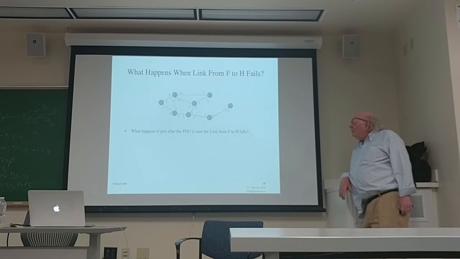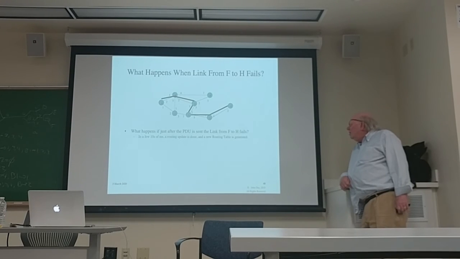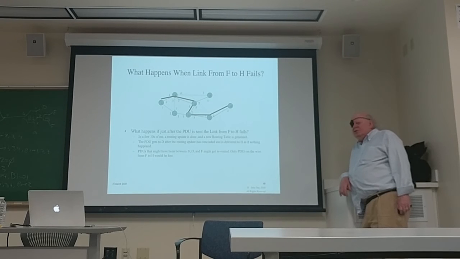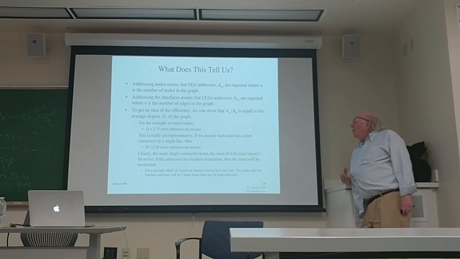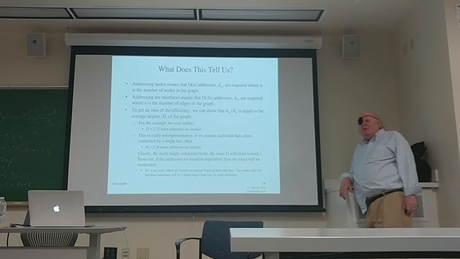Okay, so now, what happens if just after the PDU is sent, the link from F to H fails? In a few tens of milliseconds, a routing update is done, a new routing table is generated, the PDU gets to D after the routing update is concluded, and is delivered to H as if nothing happened. Bingo. And basically what we see here is this is simple, it just works, it's part of the structure of the problem.